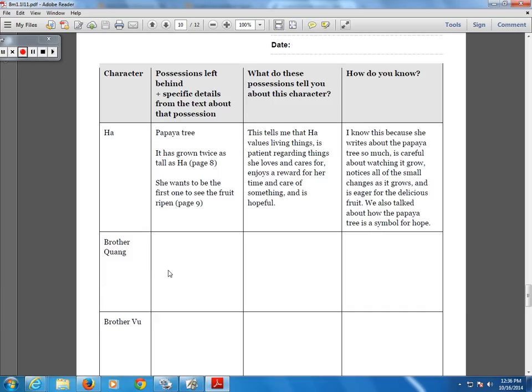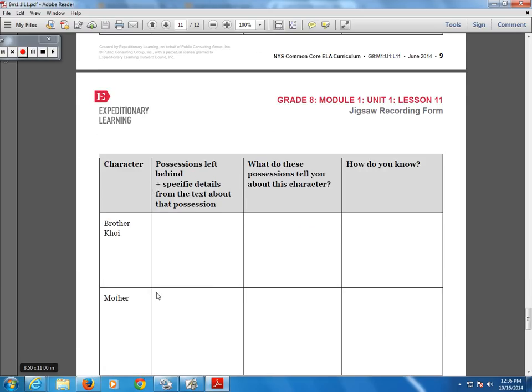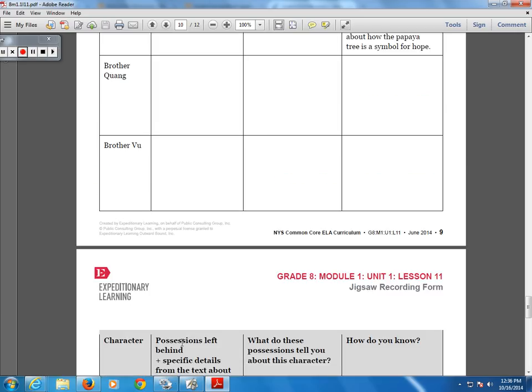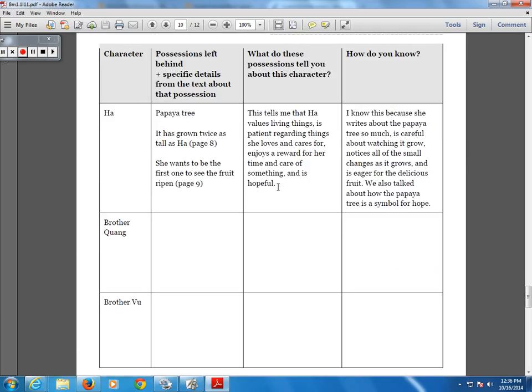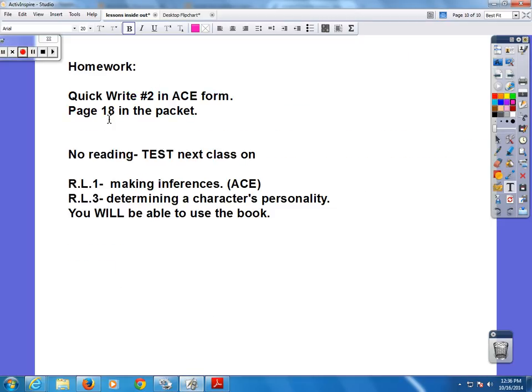So on page 57, you're going to read it and see what each character has left behind here. Okay? And what's the possession? What does it tell you about this character? And how do you know? So you're going to fill out that whole sheet on page 5. When you're done with that, the homework is a quick write on page 18.